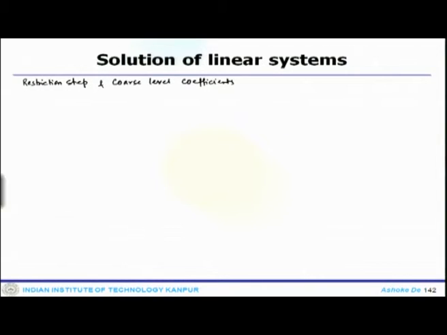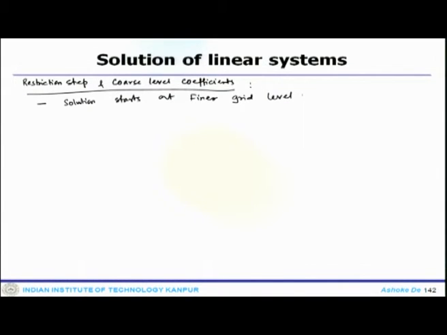So, how can one obtain these things? The important point here is that the solution starts at the finer grid level.